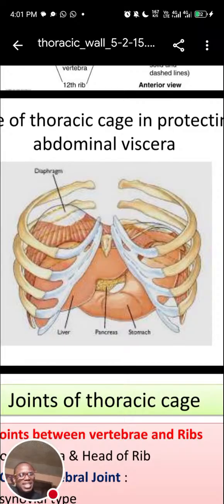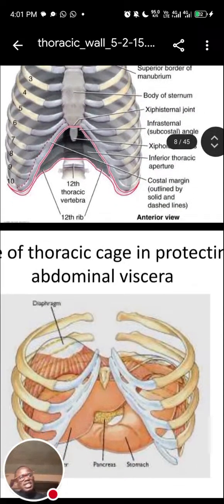Liver, pancreas, stomach in the abdomen. Okay, so a part of the stomach is inside the thorax, while a part of the stomach is towards the abdomen. You can see this thing you are seeing here now.